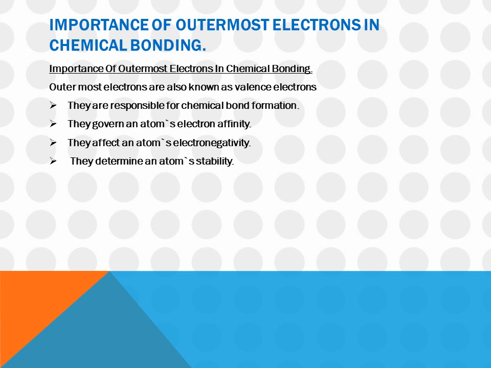For example, examples of stable elements are inert gases, which feature 8 electrons in the valence shell. Is that okay? Yes, and that's all about the importance of outermost electrons.